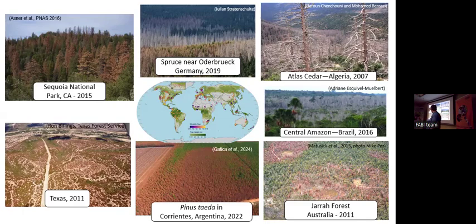This is loblolly pine, Pinus taeda, in plantations in Corrientes, Argentina. This is from a paper out last year from Gabriel Gatica and his group there in Argentina. And even places that are typically wet can get hot and dry enough that we can see pulses of forest mortality like this.